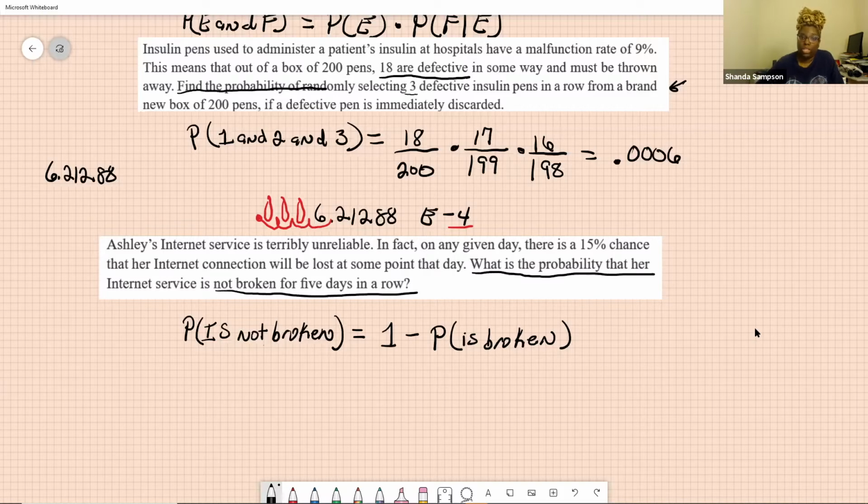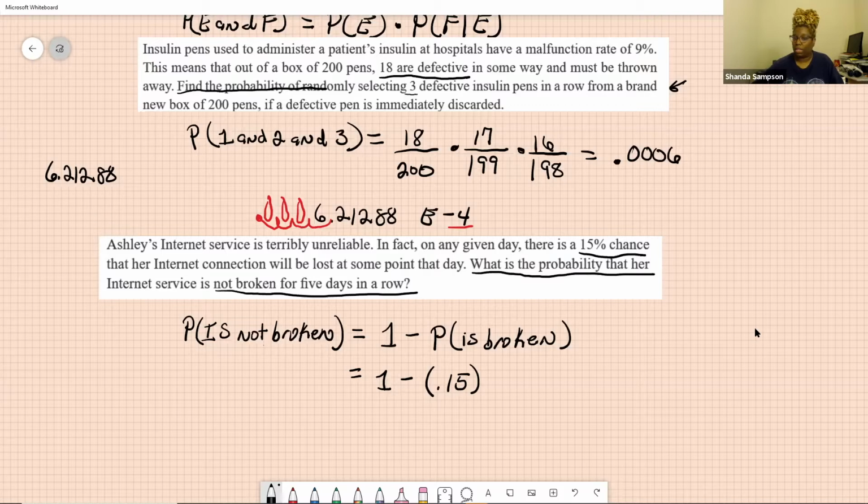Because we know this percentage here. We know the probability that our service is broken. So we know what about her situation? That the probability that it is broken is 15%. 15% chance that it's broken. We can't use percentages. So the probability that it is not broken is equal to 1 minus the probability that it is broken. Well, what's the probability that it is broken? We said that it's 15%, but it's a probability, so we need to change it to a decimal, which is 0.15. Are we finished? No, we're not finished.